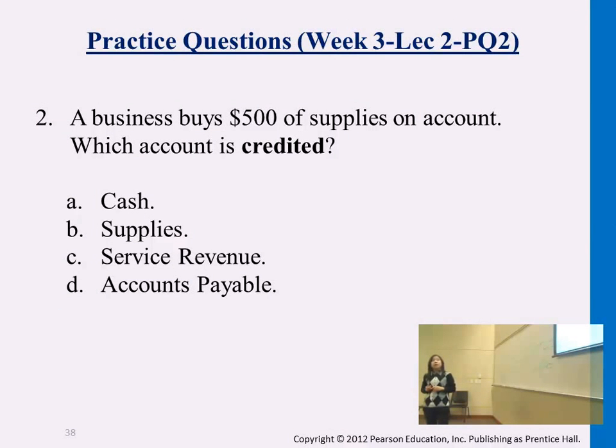Okay, a business buys $500 of supplies on account, so which account will be credited? Accounts payable. So the debit side will be supplies. Anything on account, if you're the side purchasing, then it will be accounts payable. If you're the side providing the benefits, then it will be accounts receivable for your company.